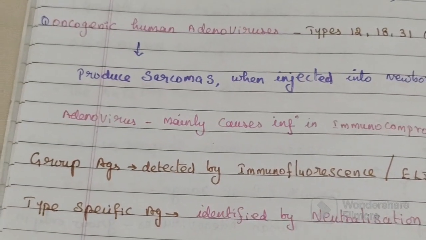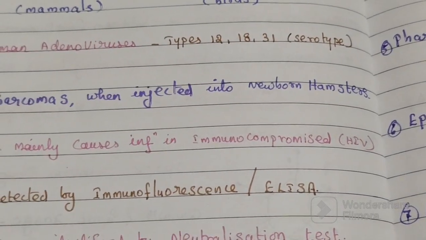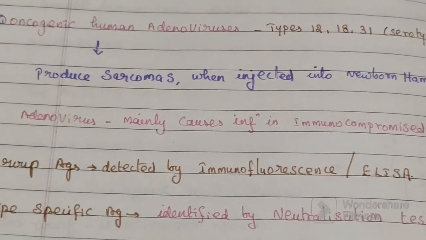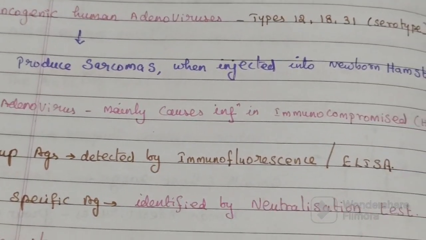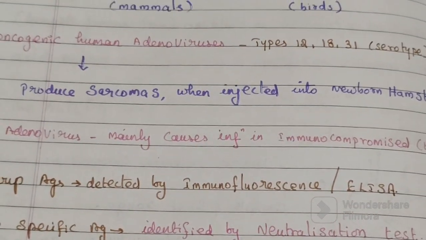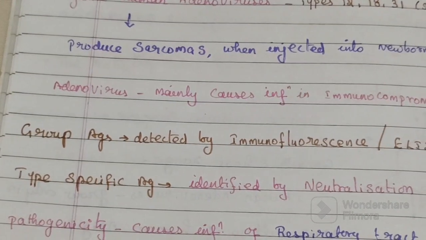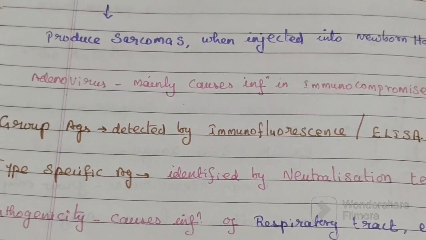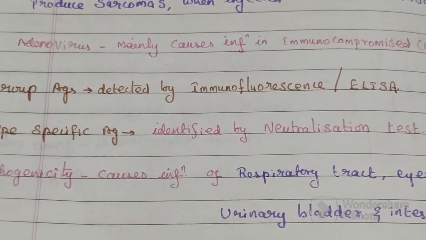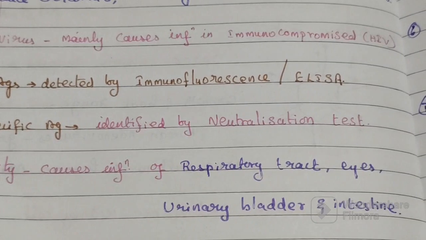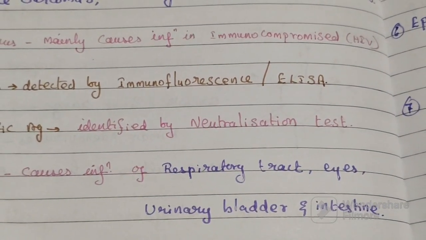Adenovirus mainly causes infection in immunocompromised patients, mainly HIV patients. Group antigen present in adenovirus is detected by immunofluorescence technique or ELISA. Type specific antigen, which is specific to serotype, is identified by neutralization test. Pathogenicity: adenovirus mainly causes infection of the respiratory tract, eyes, urinary bladder and intestine.